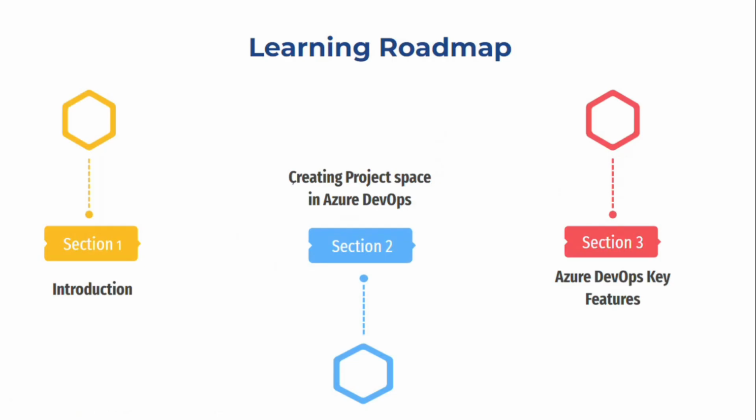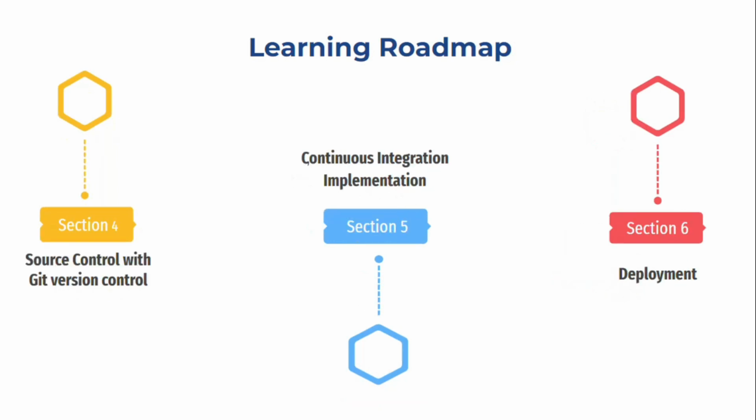This is the outline of the entire course, and these are all the sections that we are going to cover throughout this course. So firstly, we'll see a brief introduction of the course, then we are going to set up our project space in Azure DevOps. After that, we'll have a look at some of the key features of Azure DevOps. After that, we'll move towards more complex features such as source control with the Git version control. After that, we will see how you can implement continuous integration using TFVC and Git repository, and then finally we are going to deploy our application on a virtual machine.